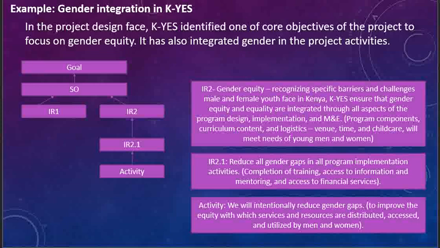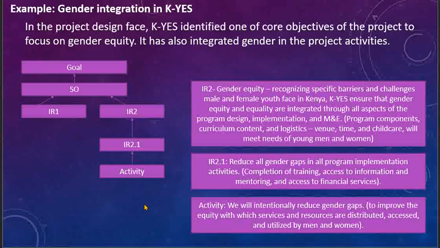And it has also integrated gender in all other project activities. So here is what we're going to have. Of course, the result framework should look something like this: the goal, the strategic objective, intermediate result 1, intermediate result 2, the subordinate intermediate result under intermediate result 2, and then the activity. So you can have as many intermediate results, and many subordinate intermediate results for each intermediate result, and many activities.